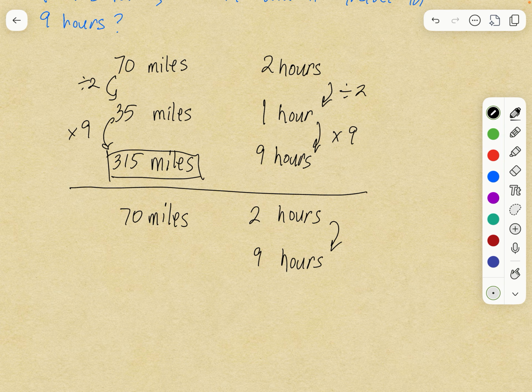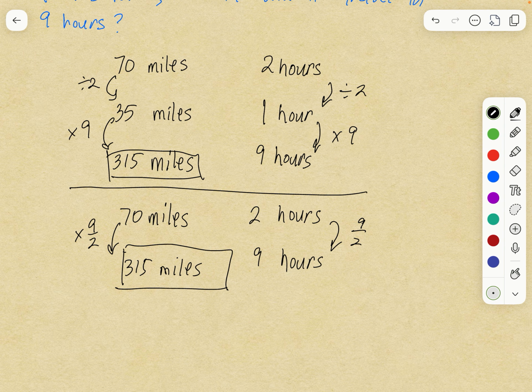Well, 2 times what makes 9? 9 over 2, right? 9 over 2 times 2 makes 9. 9 over 2 is 4.5. So he goes 4.5 times longer, so he's going to travel 4.5 times more miles, and 70 times 9 over 2 turns out to be 315 miles. So that's another way of doing it.